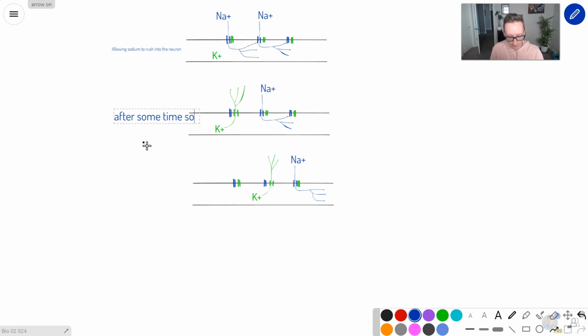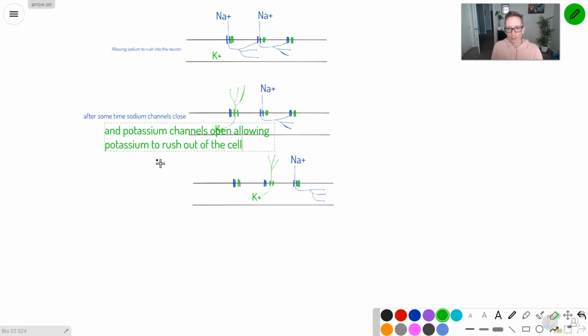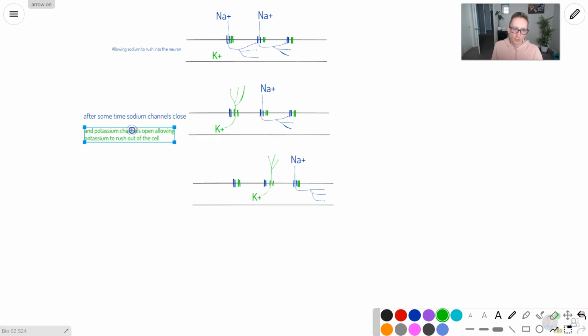After some time, sodium channels close. We'll talk about why that is. Sodium channels close, and potassium channels open, allowing potassium to rush out of the cell. Pretty cool. Okay. Then this process continues on. We could just say process continues.